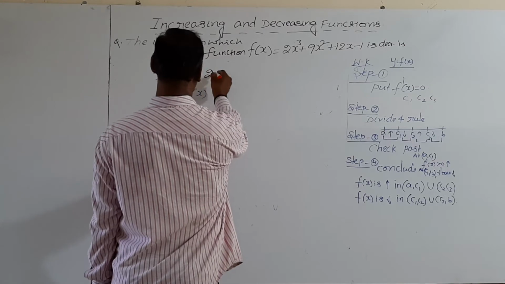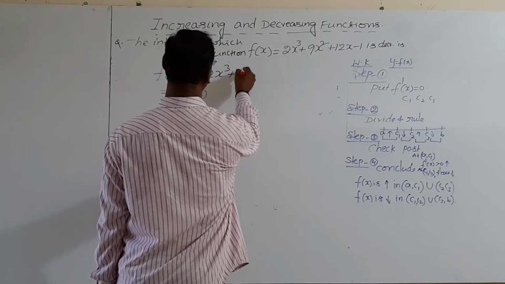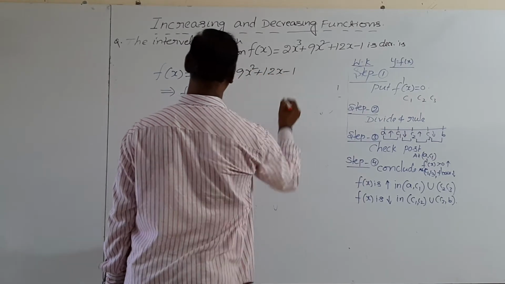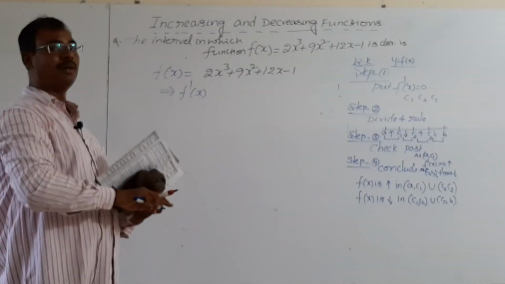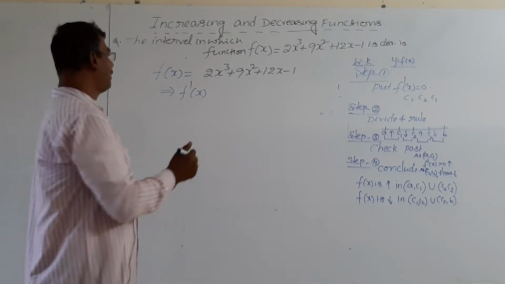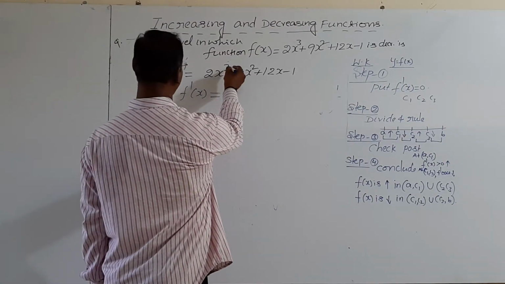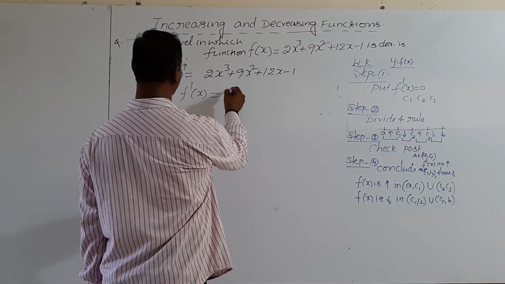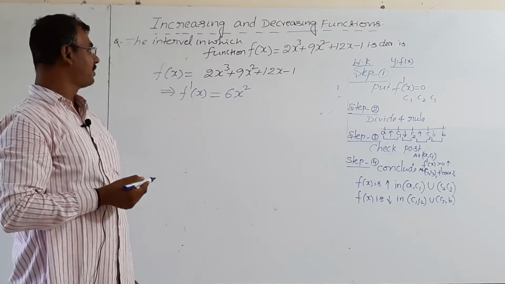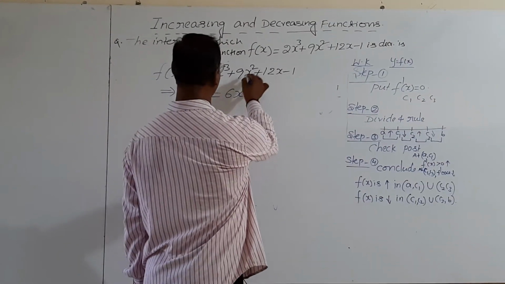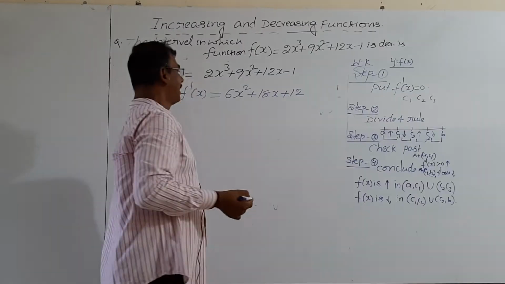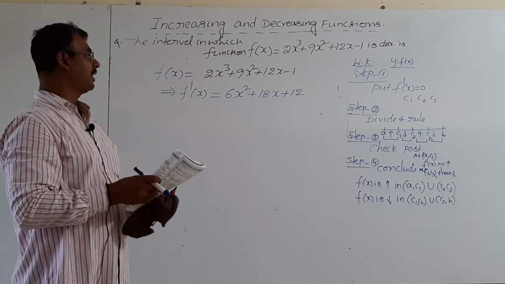f of x is equal to 2x cube plus 9x square plus 12x minus 1. This is the f of x. Do you know the differentiation? Yes. What is the f dash of x? Differentiation of 2x cube becomes 6x square, plus 9x square gives 18x, plus 12. So 6x square plus 18x plus 12.